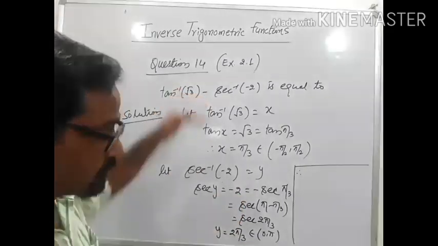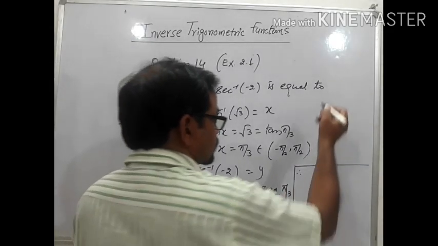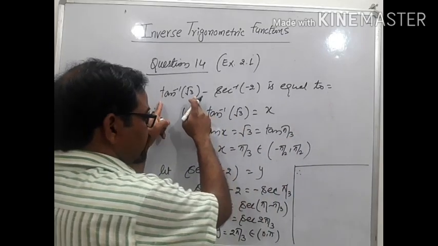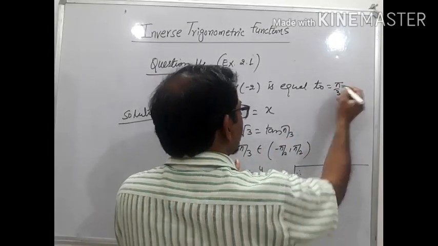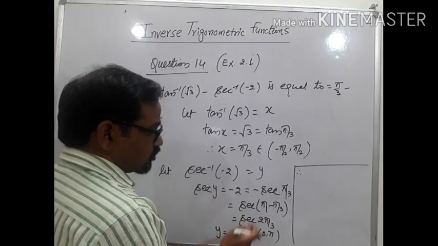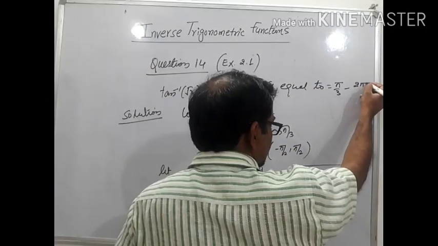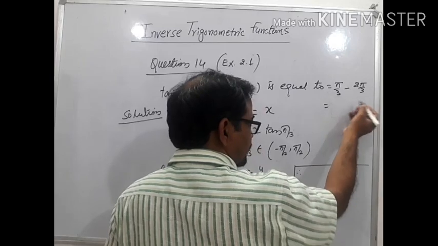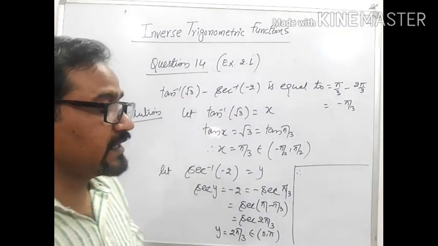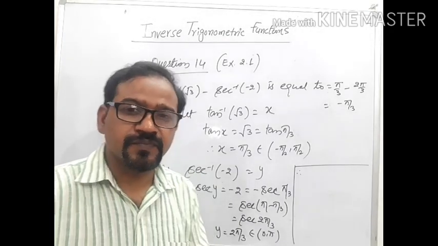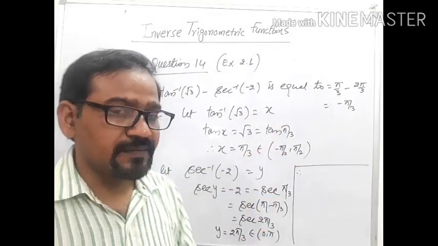Then we put in the values. What will it become? Tan inverse root 3, how much is it? Pi by 3. Tan inverse root 3 is pi by 3, minus sec inverse minus 2, which is 2 pi by 3. Simplify this: minus pi by 3. Therefore tan inverse root 3 minus sec inverse minus 2 equals minus pi by 3.